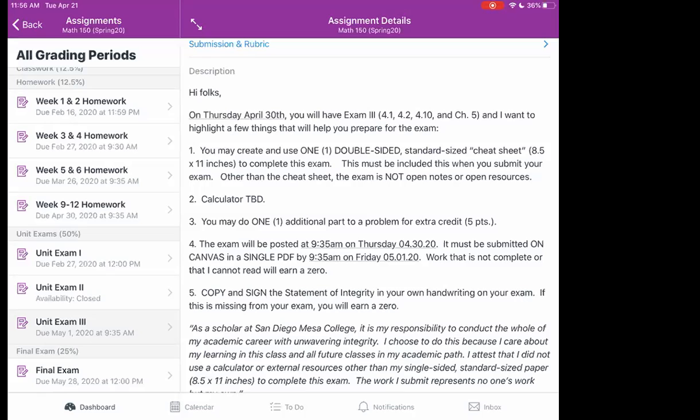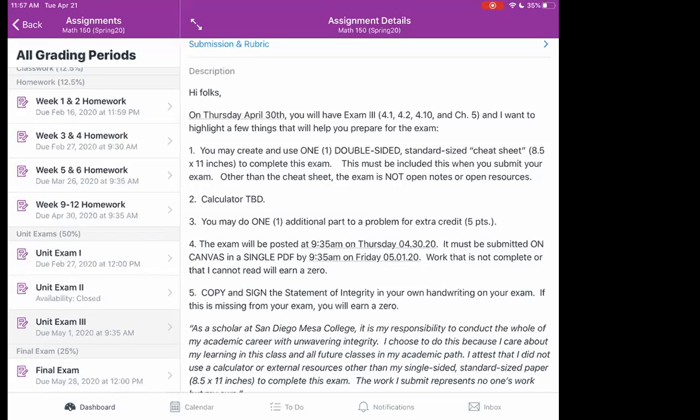Now, this is going to be something you turn in with your exam, but other than this cheat sheet, I just want to re-emphasize this exam is not open notes or open resources. So you can't go online and use other resources other than your cheat sheet to be completing this test, okay? Calculator is to be determined. I will update that once I've written the test and think about what is going to be allowed. And if it is a calculator, it will likely need to be a basic scientific calculator, okay? Now, like the other exam, you can do one additional part to a problem for extra credit.